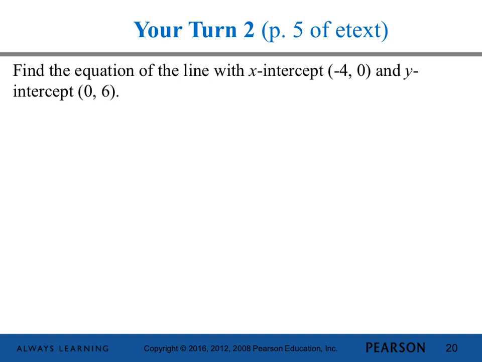This is your turn. I want you to do the same thing that I just did. So pause the video here and try to work it. And you've got an x-intercept of -4 and a y-intercept of (0, 6). So find your slope, identify your y-intercept, and use your form y equals mx plus b.